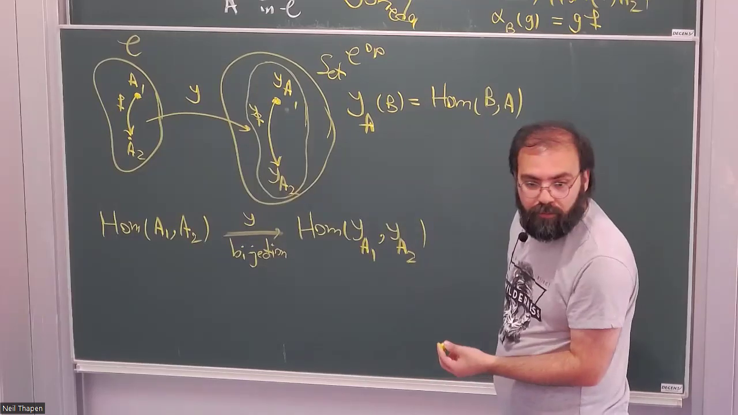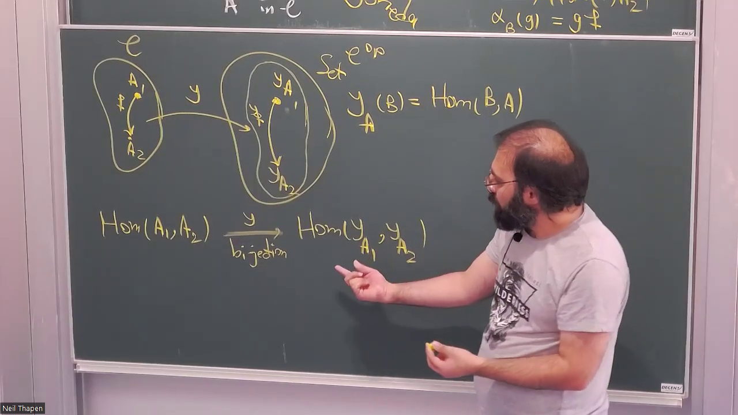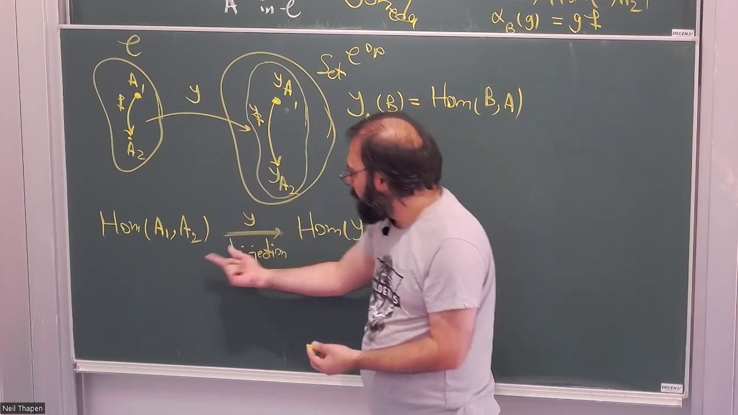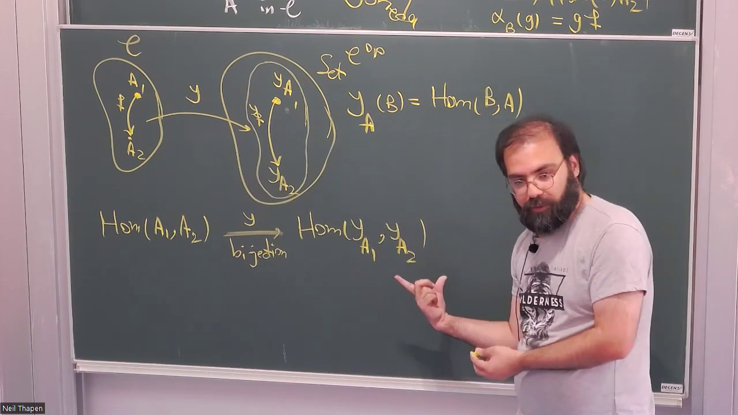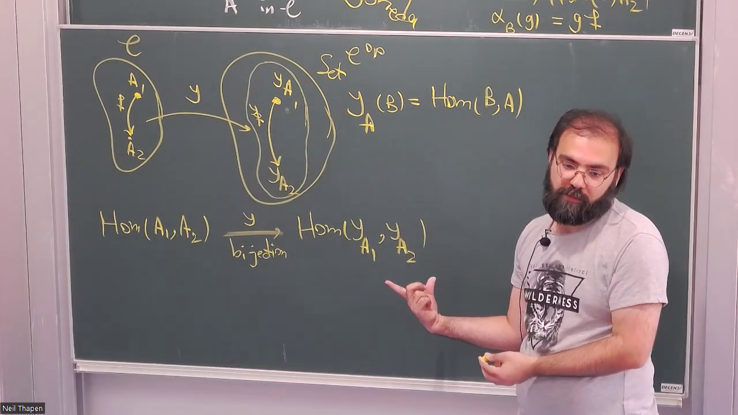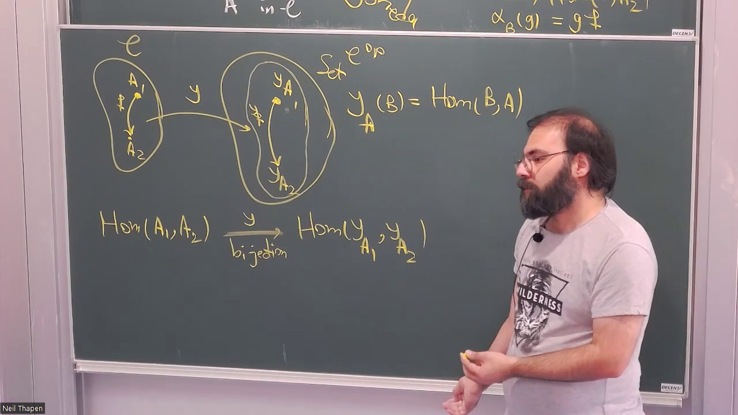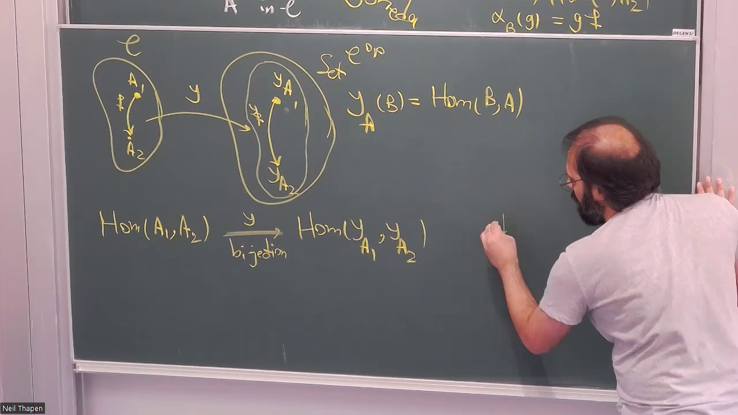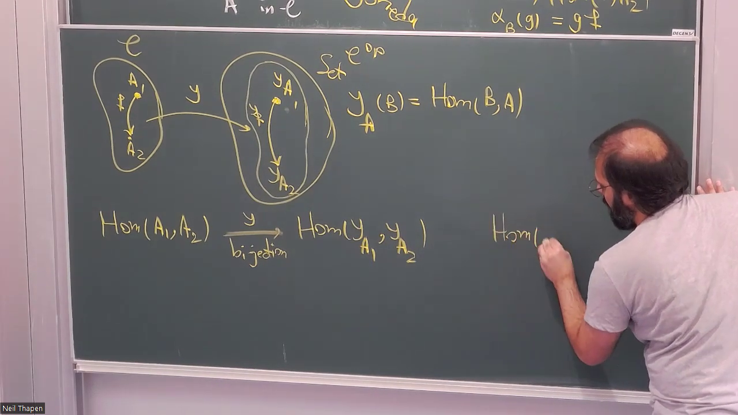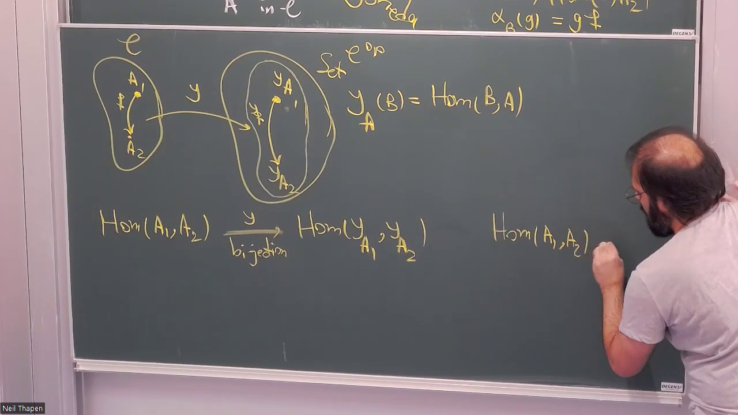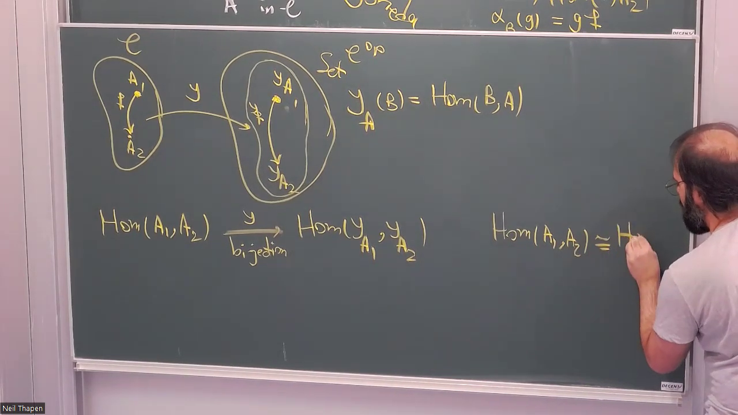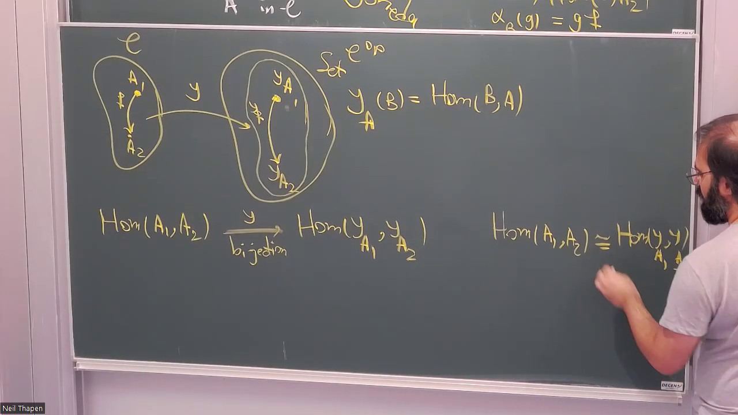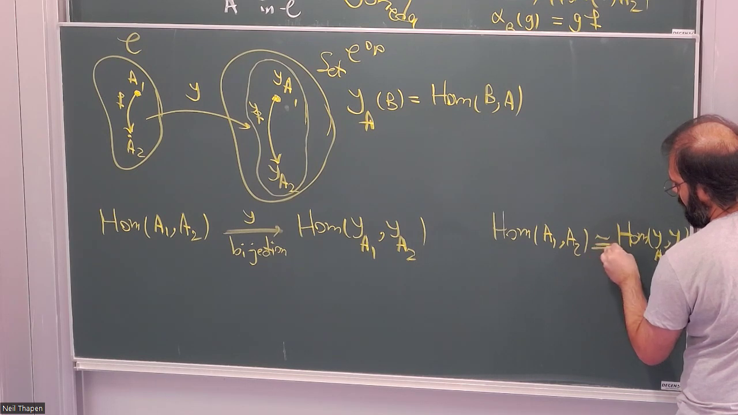So the theorem is that Y, mapping this set to this set, of course, because it is a functor, is a bijection. So you can write it like this: the hom from A1, A2. But the map also is important.